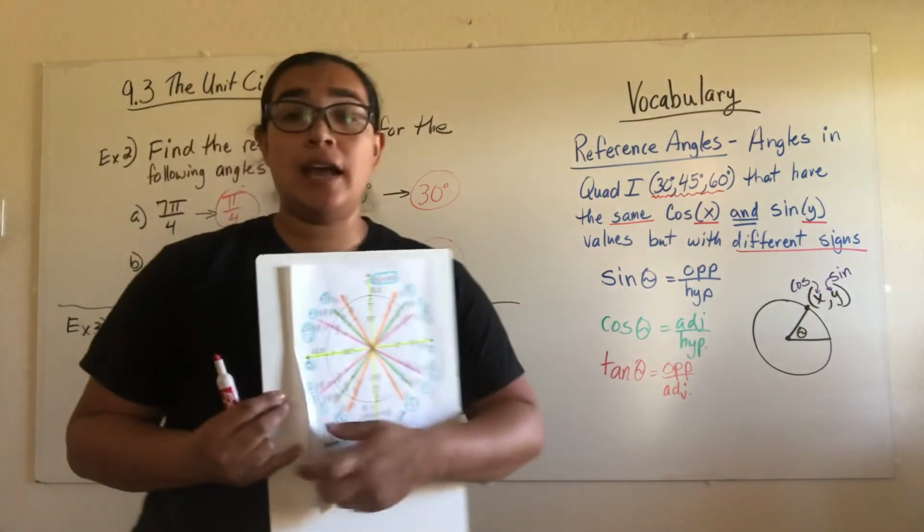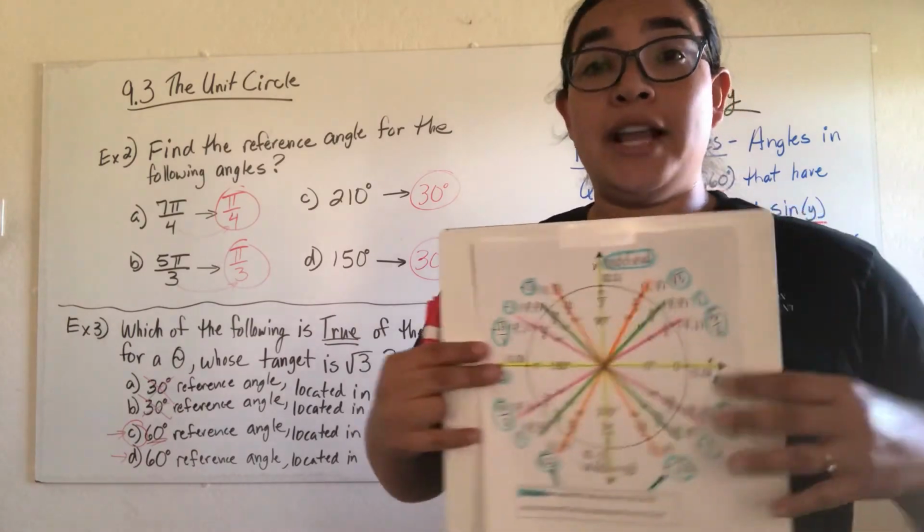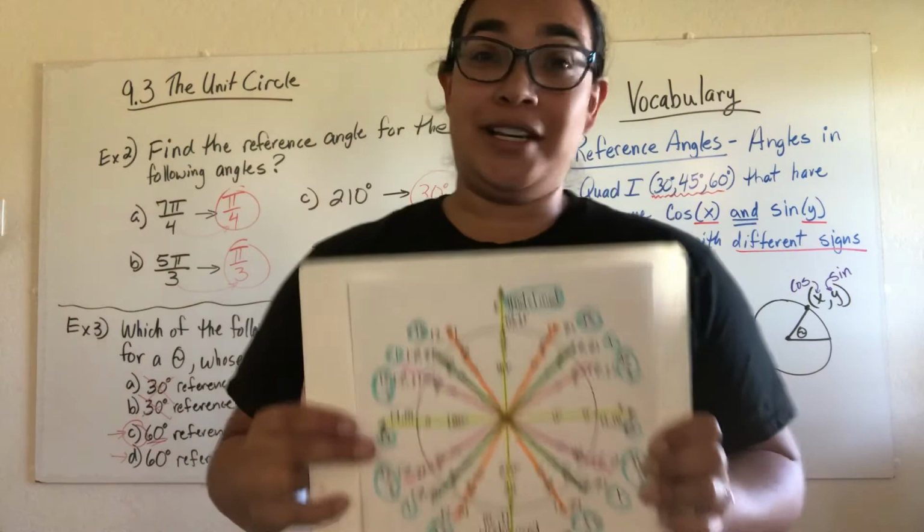So there's a question like that on your Edgenuity. Don't want you guys to get thrown off. It's really easy to answer, just reading your unit circle. So this is your holy grail right now. Do not lose it, okay?